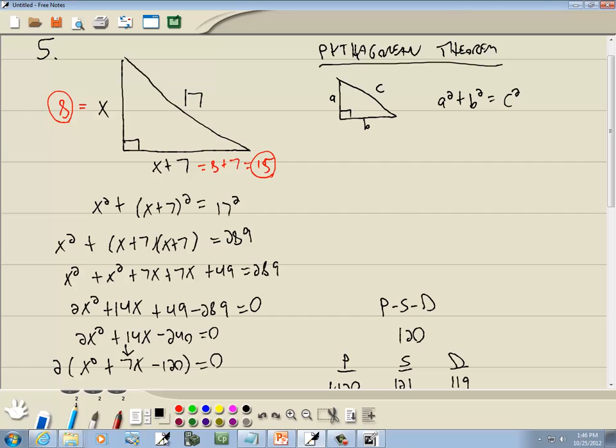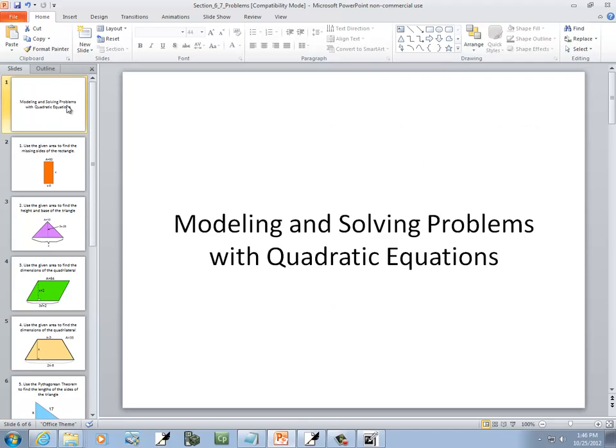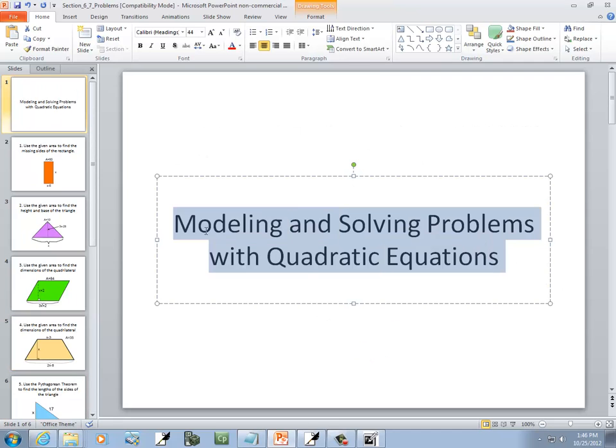I think that's the last problem in that section. Yes, it is. So let me save this.